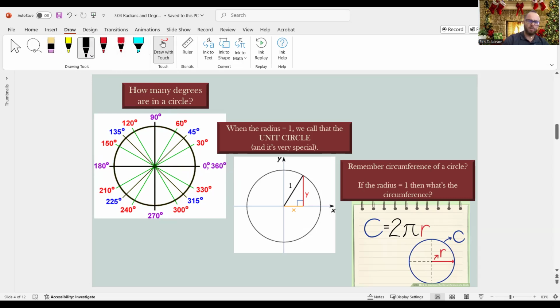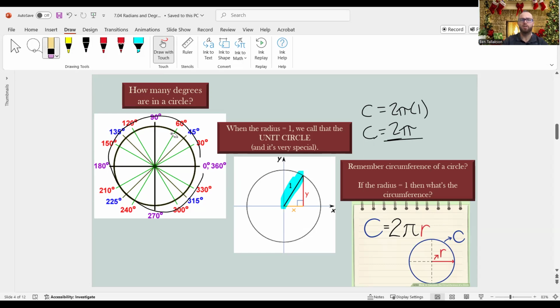Now, we've talked a lot about the unit circle, but what makes a circle a unit circle? It's all about the radius. If the radius is 1, that's a unit circle, and we care about it because a lot of interesting and helpful things happen when you have a unit circle with a radius of 1. We also hopefully remember the formula for the circumference of a circle. And we just said that for a unit circle, the radius is always 1. So that means the circumference, the distance around the circle, is 2 pi.